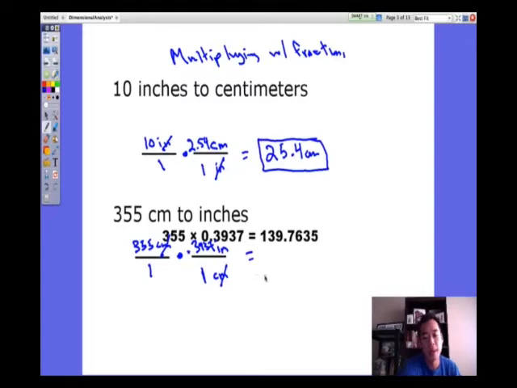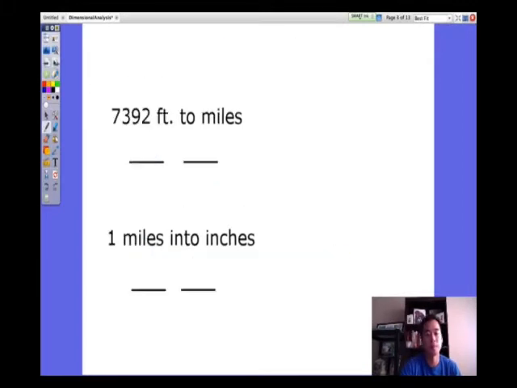and I can say that 355 centimeters is converted to approximately 139 and 76 hundredths of an inch. Okay. Now we're going to move on to feet to miles.